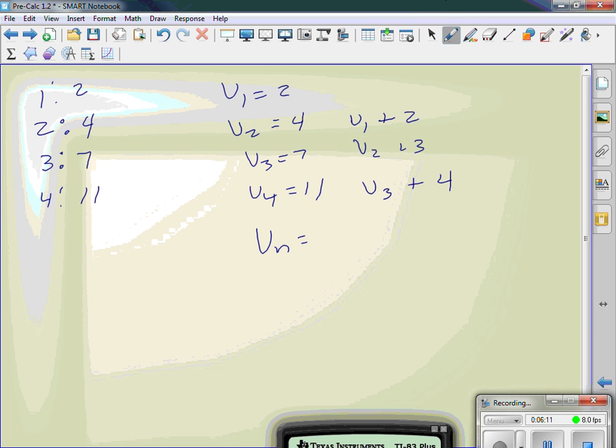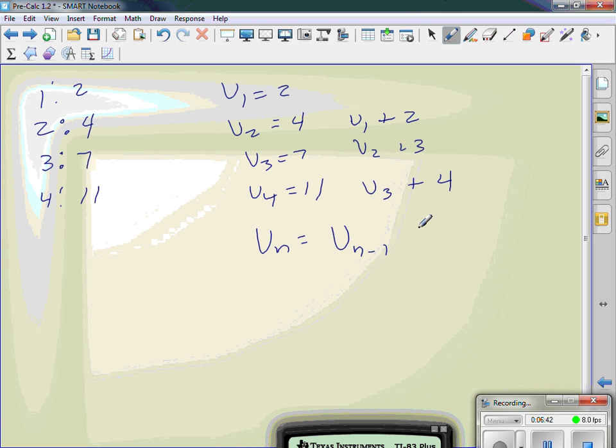Do you see some sort of pattern? What do you think u sub n is going to be? Whatever is before it, so we call that u sub n minus 1, not plus 1. Plus 5, it's not always plus 5. It's changing. This one's a 2. This one's a 3. This one's a 4. The next one's going to be a... What's u sub 10 going to be?